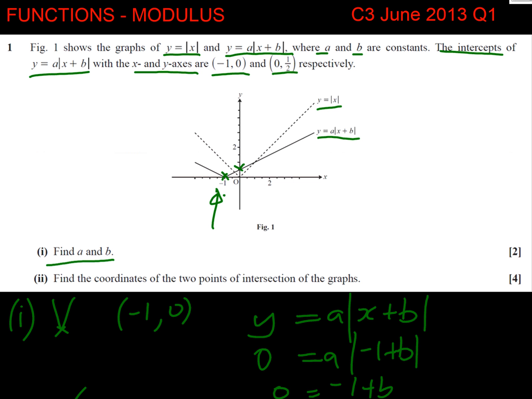What we're being asked to do in the second part is find the coordinates of the two points of intersection of the graphs. So let's have a look. We can quickly see that there's one over here and there's one there. We'll bear that in mind to check our answer, but what I'd like to teach you is to look at this as ranges.